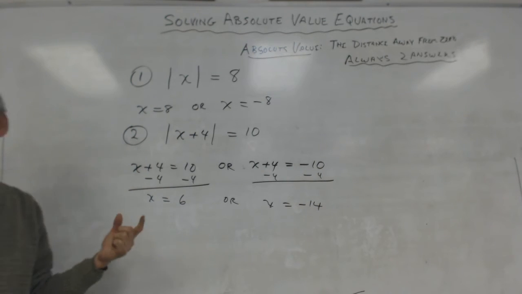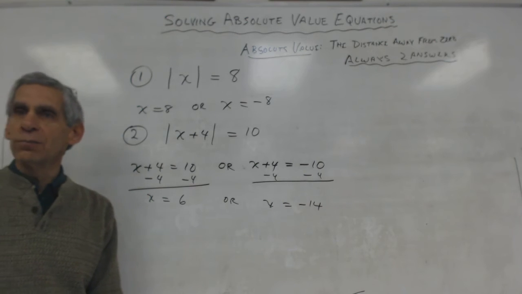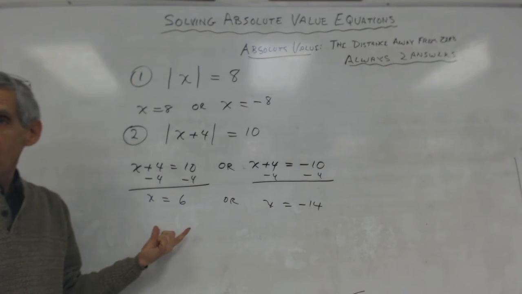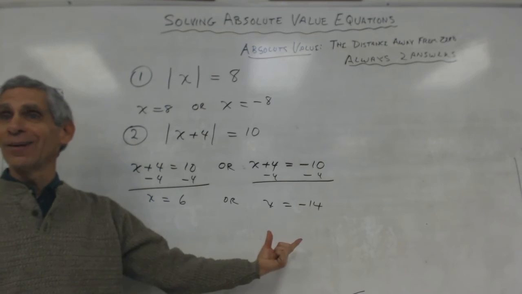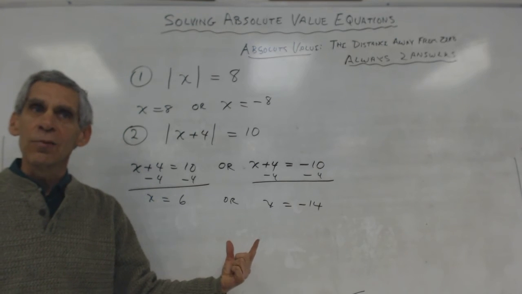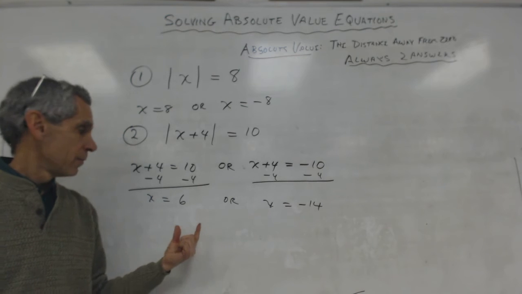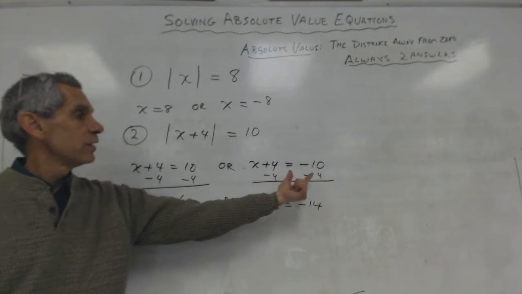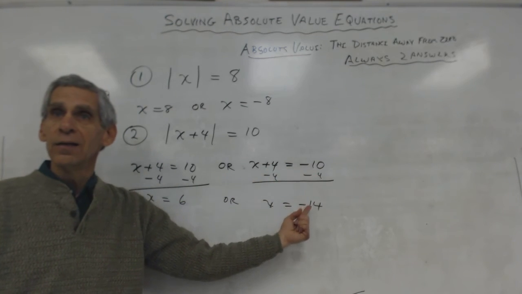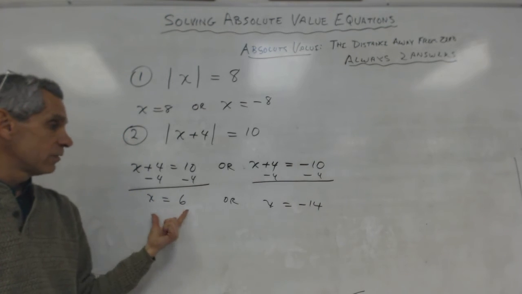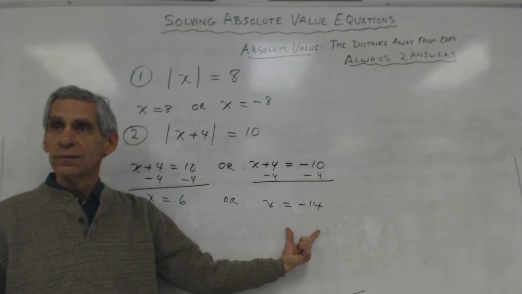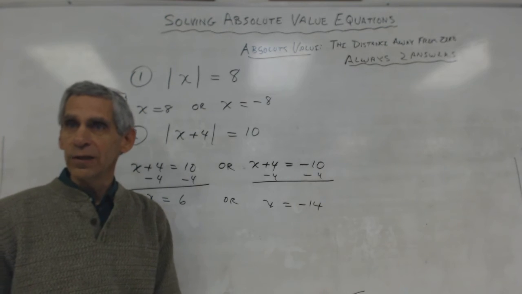Right? That's the biggest mistake people make. They say, oh, once they find this one, it's either x equals 6 or x equals negative 6. No, it isn't. It's almost never the same number. Because now they're both negative, so you keep the negative and you add the numbers. So it's either positive 6 or negative 14. Pretty easy, right? Pretty straightforward.